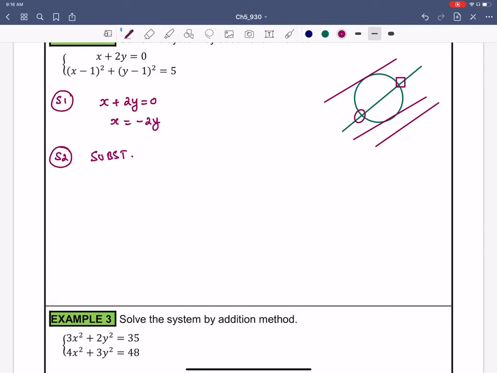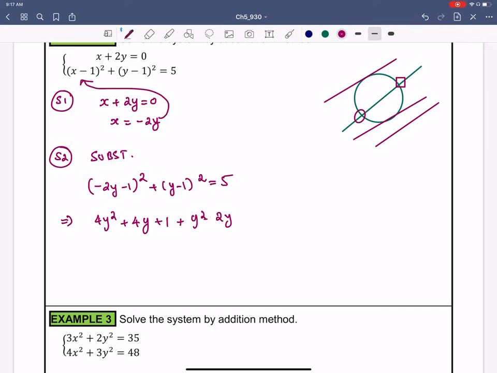So if I plug this into the second equation, I'm going to have negative 2y, minus 1, the whole square. Basically, I'm plugging this back in over here. And then I would have y minus 1, the whole square, is equal to 5. If I simplify this further, if I do the foiling on this, I would have 4y squared plus 4y, and then plus 1, plus y squared minus 2y plus 1 is equal to 5.